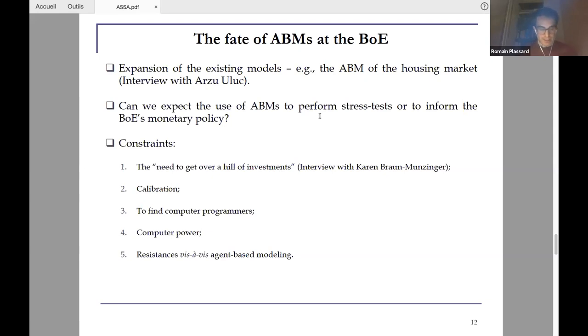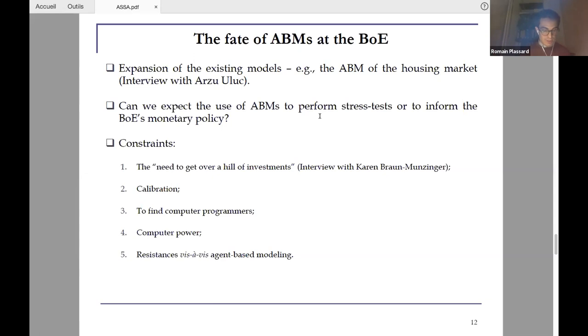The third constraint has to do with programming skills. The development of agent-based models requires an expertise in computer programming. The problem is that economists are seldom trained in the use of languages adapted to agent-based models. The lack of training in Java is a case in point. So again, the capacity of agent-based models to be developed further depends on having access to such skills.